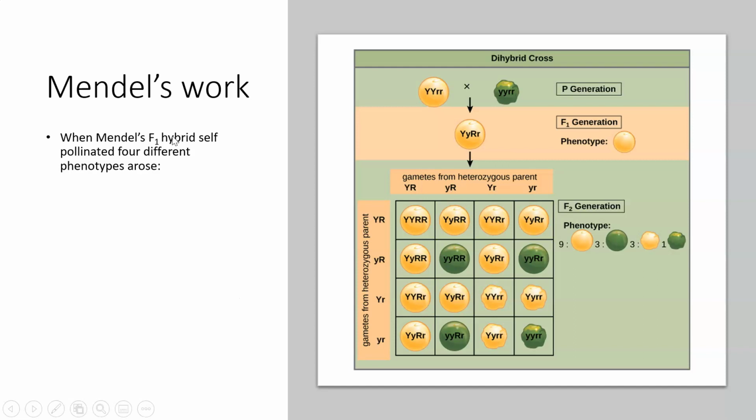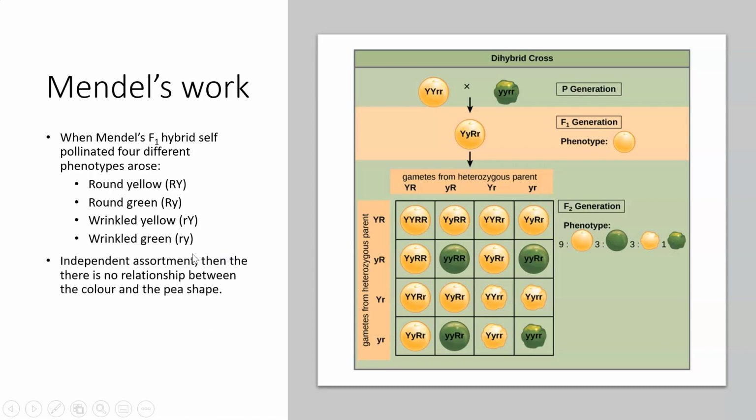When Mendel's F1 hybrid self-pollinated, 4 different phenotypes then arose. We had round and yellow, round and green, wrinkled and yellow, and wrinkled and green. Independent assortment, okay, what that means is there is no relationship between the colour and the pea shape. They're not related at all. It is completely independently assorted.